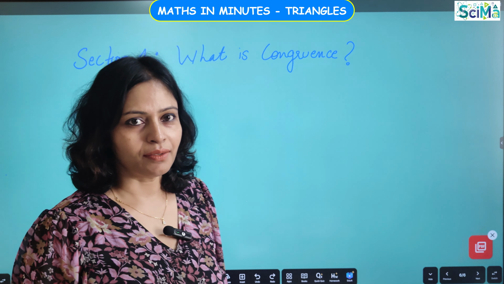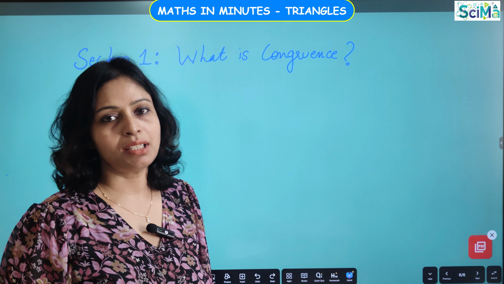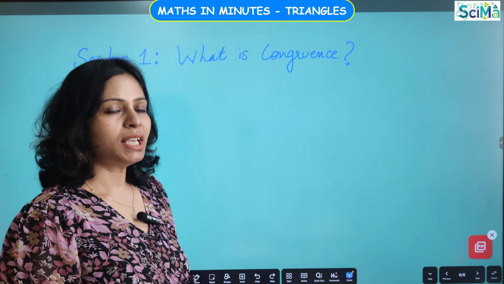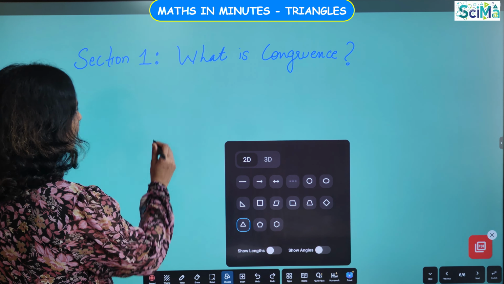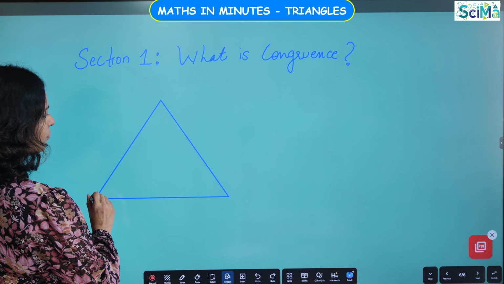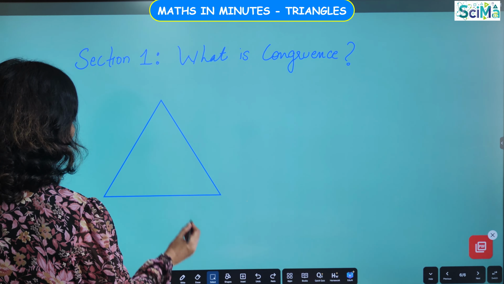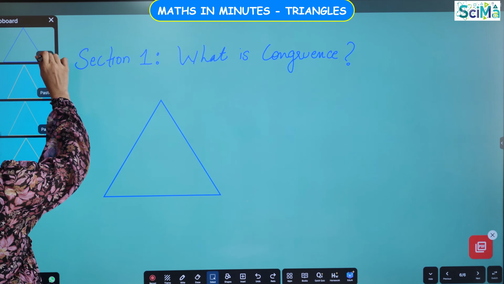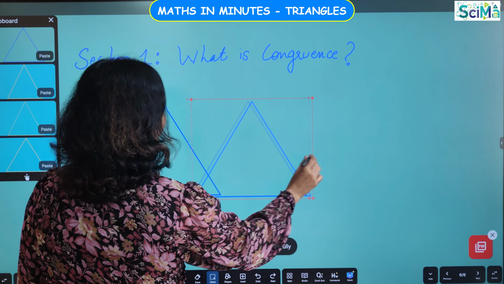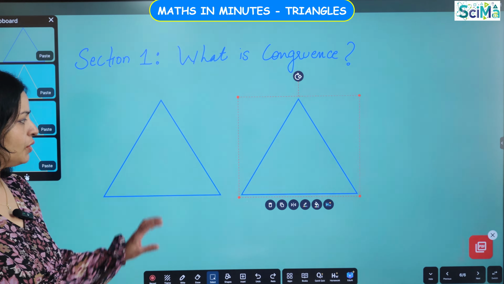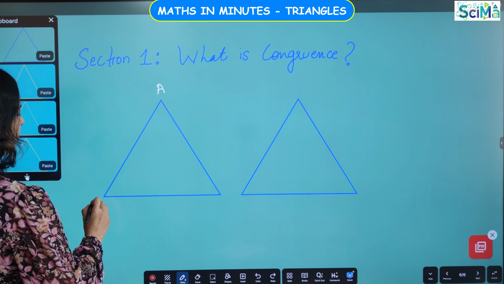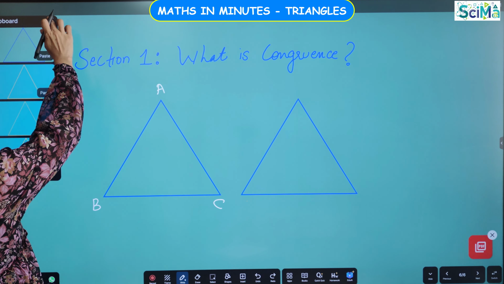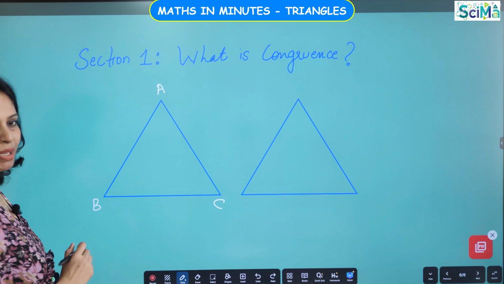So let's get started with the topic. Section 1 is knowing what is congruence. So when I say two triangles are congruent, if I make a triangle, so I have made a triangle here. This triangle I will name A, B and C. So this is triangle ABC.